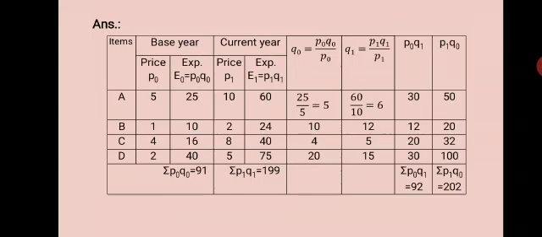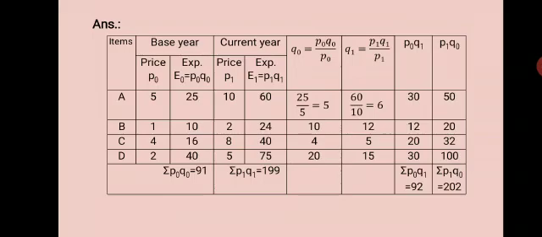Similarly, we need to find the current year quantities, that is Q1 equal to P1 Q1 divided by P1. The first calculation is 60 divided by 10, we will get 6. Similarly, 24 divided by 2, we will get 12. 40 divided by 8, we will get 5. And the last is 75 divided by 5, we will get 15.